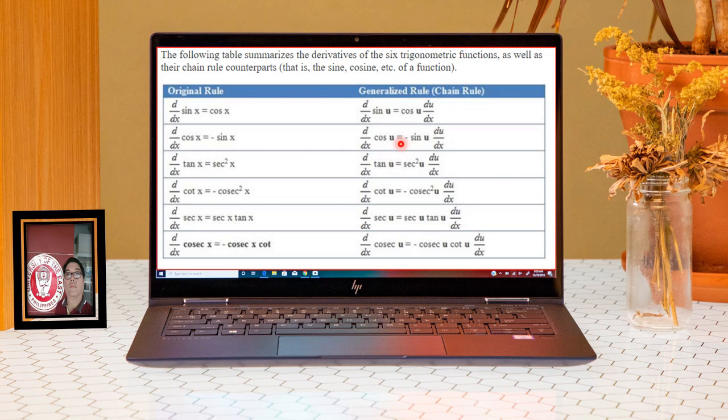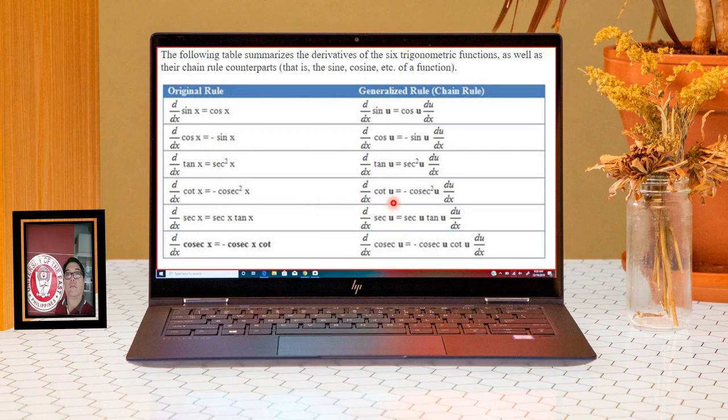Okay, the second formula is derivative of cosine u with respect to x is equal to the negative sine u times du dx, or the derivative of u with respect to x. No? The derivative of tangent u with respect to x is equal to secant squared u times derivative of u with respect to x. Kukunin mo pa yung derivative nitong u. No? Yun lang po ang pinagkaiba rito. Kasi dito, pag kinuha mo yung derivative nitong x, that will be 1. So, this is a more generalized rule. But they're just basically the same.